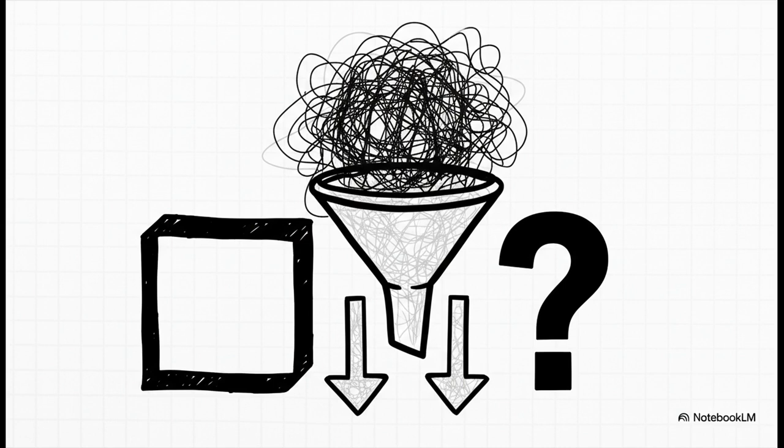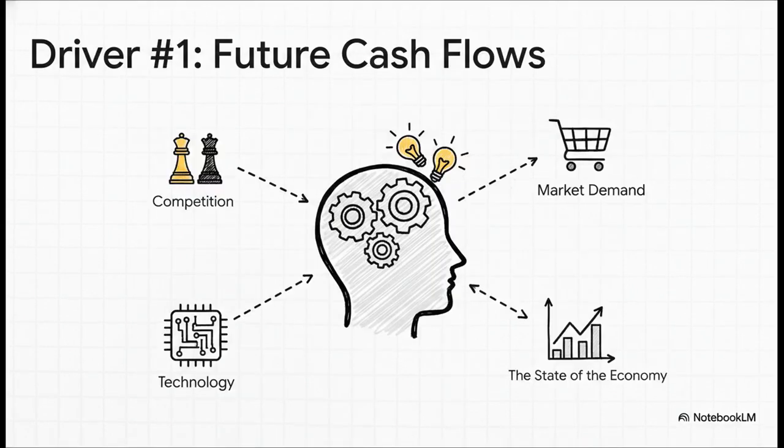Everything else is just arithmetic. Let's break them down. The first, and honestly the hardest part, is forecasting those future cash flows. This is really the art of DCF analysis. It's where deep strategic thinking comes in. You have to make smart, educated guesses about things like market demand, what the competition's going to do, how technology might change, the list goes on. This is where your business judgment is absolutely critical.